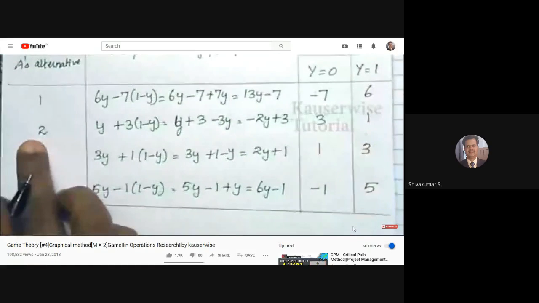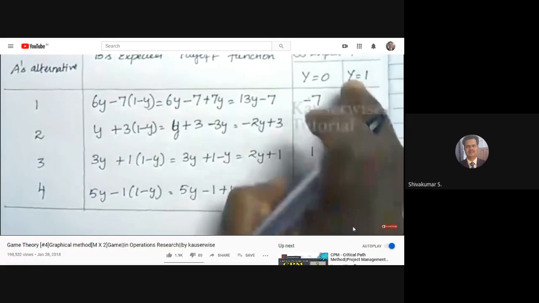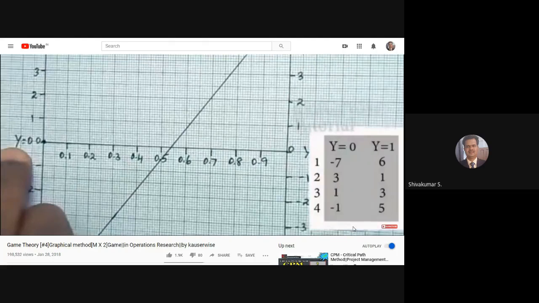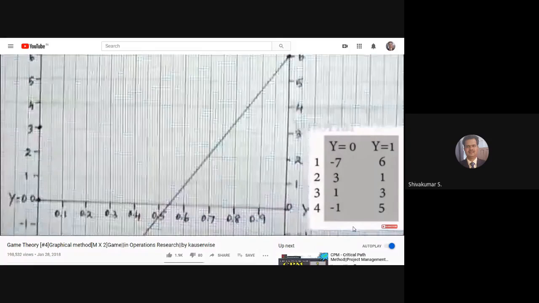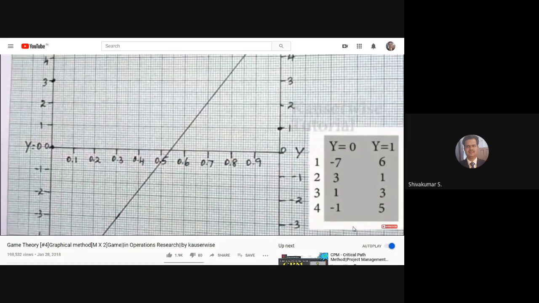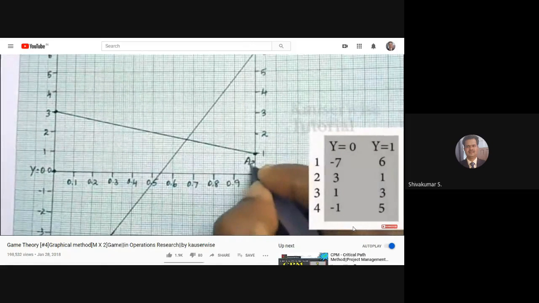Look at the second alternative. When y is equal to 0, what is the gain? 3. When y is equal to 1, the expected gain is 1. When y is equal to 0, the value is 3. When y is equal to 1, the value is 1. Now draw the line. This line represents alternative 2, that is A2.